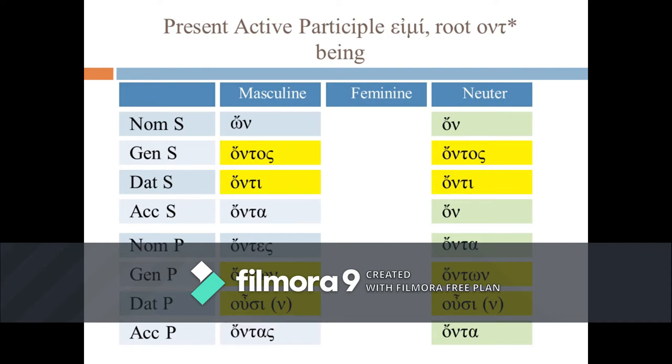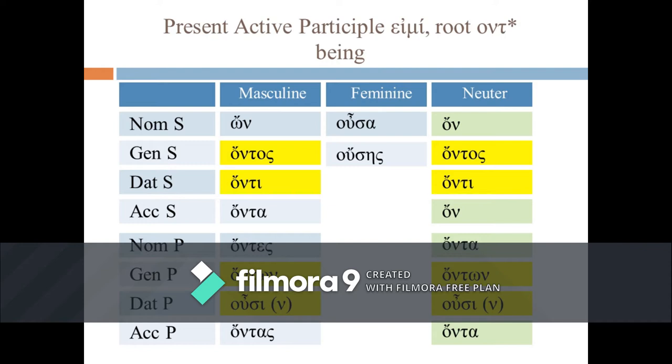The accusative is ontas. And then the feminine is a first declension. So we're just going to go through it, but it's going to have a standard ending of the first declension. The first thing to notice is it comes from a different stem. The feminine is ousa. Ousa is its stem, as opposed to ont for the masculine and neuter. So it's going to take us all the way down, and this is an alpha.